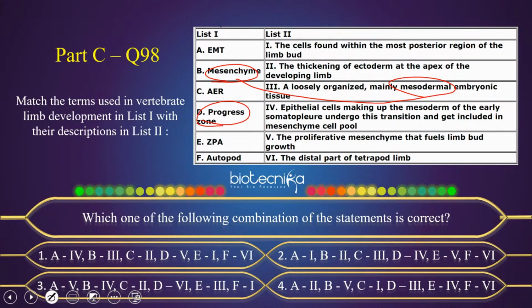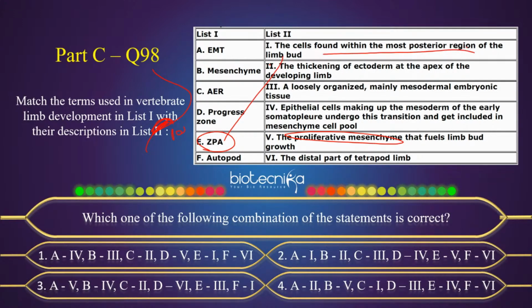Progress zone, I told you AER is there. Just below AER, progress zone cells are present. So basically, they will proliferate. They are mesenchymal cells only which are proliferative. They will proliferate so that the limb outgrowth will take place. Limb has to grow, right, away from the body. That outgrowth is maintained by the proliferative progress zone. And zone of polarizing activity, I mentioned that it is present at the posterior area of the limb, which gives posteriorization. So it's cells found within the most posterior region of the limb bud. Yes, Amit, that's right. So the correct option is answer 1.